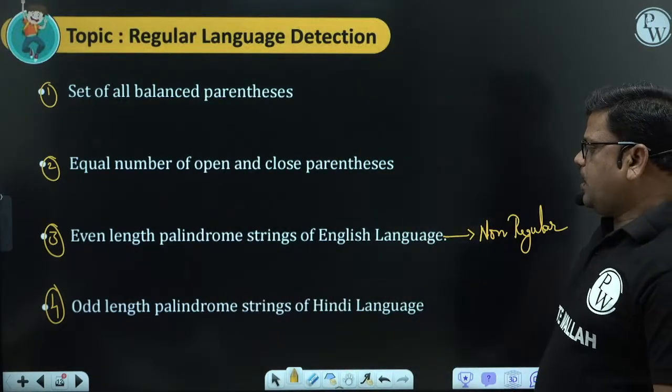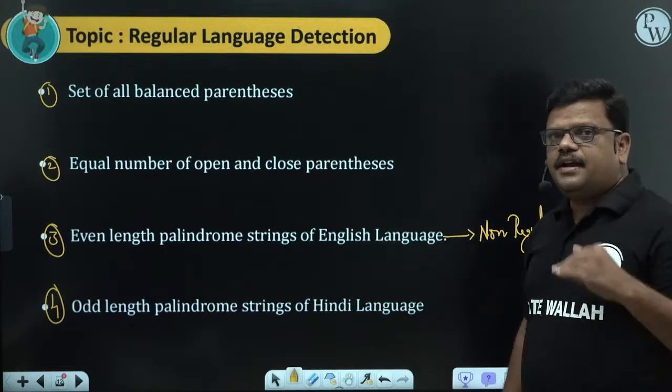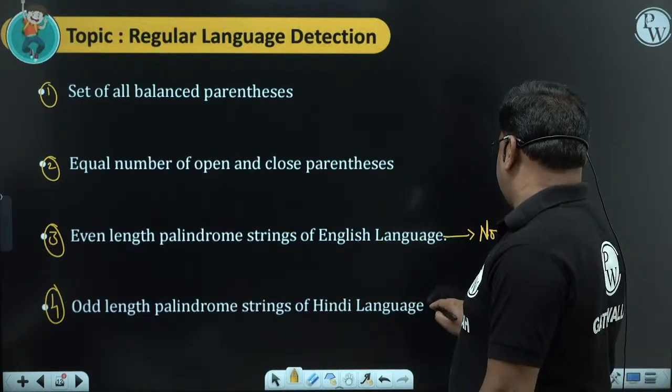Next one, fourth one, odd length palindrome strings of Hindi language. Palindromes over more than one symbol, anything, they are non-regular.